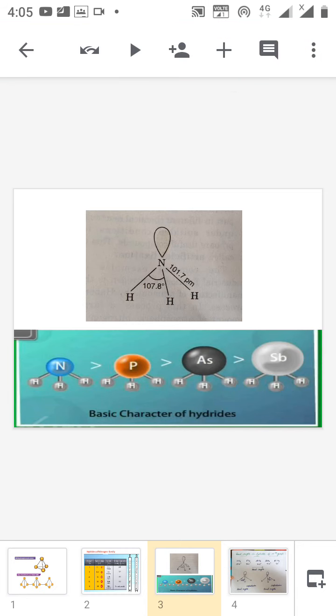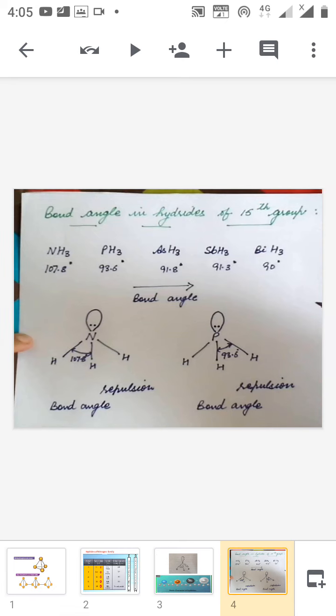But here for ammonia it is 101.7. This is mainly due to the presence of the lone pair. Due to the presence of the lone pair, lone pair-bond pair repulsion exists. That's why the bond angle is reduced to 107.8 degrees. And as we move down, the bond angle decreases. For ammonia it is 107.8, for phosphorus it is 93.6, for arsenic it is 91.8, and so on. So as we come down, the bond angle decreases.